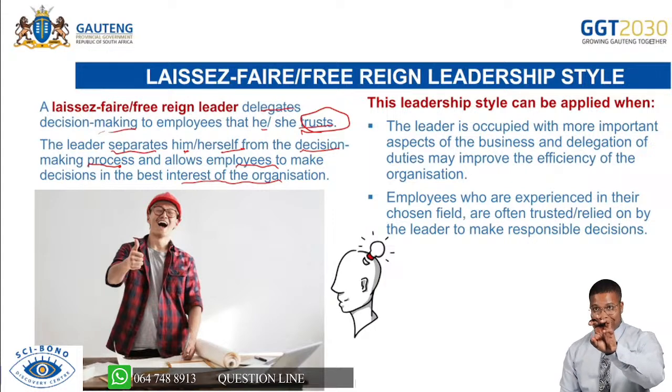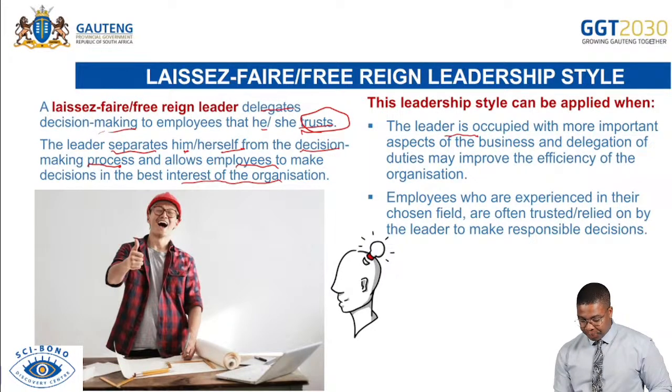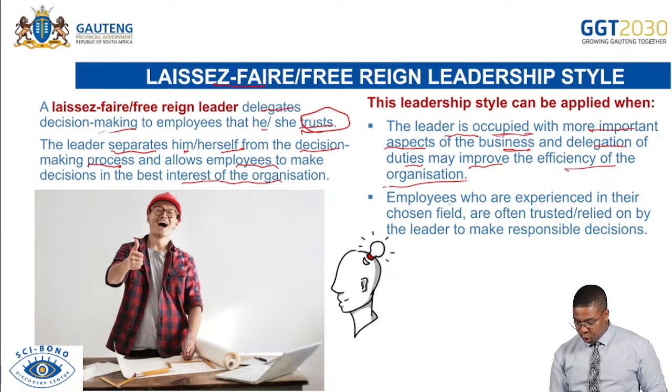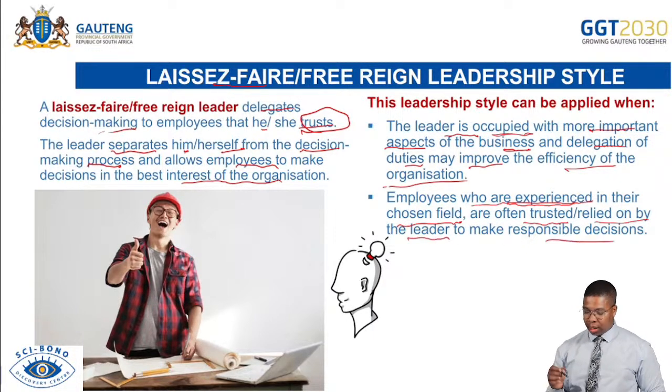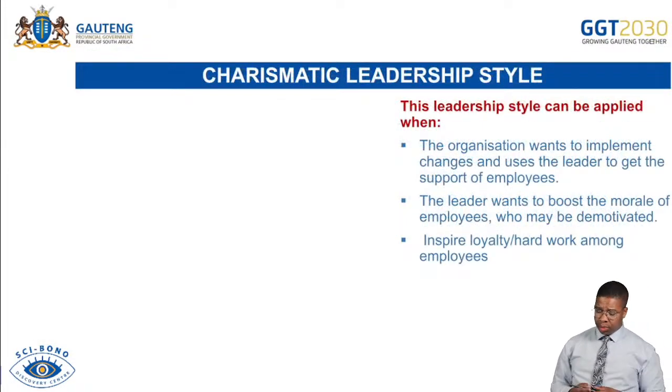So when do you use this leadership style? What is the name of the leadership style that talks about delegating, giving power to your subordinates? It is laissez-faire. It will be used by a leader when the leader is occupied with more important aspects of the business, and delegation of the duties may improve the efficiency of the organization. Number two, when employees are experienced in their chosen field and are often trusted or relied on by the leader to make responsible decisions. That's when you use this leadership style.